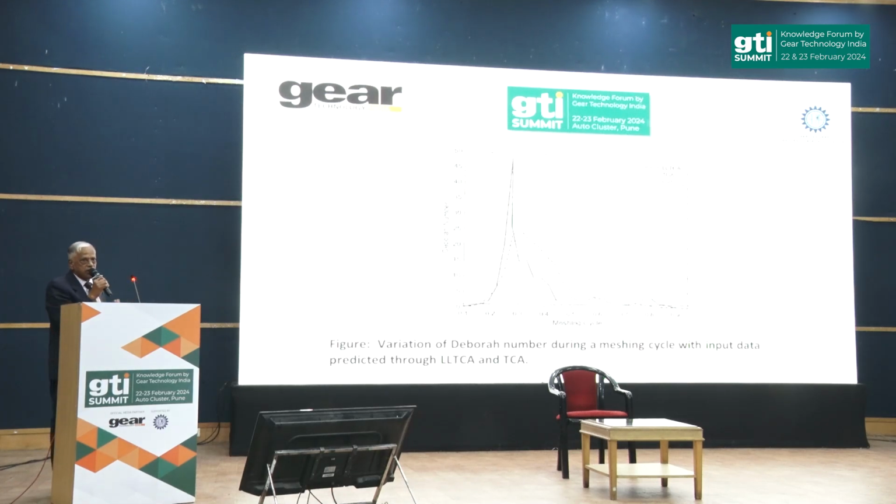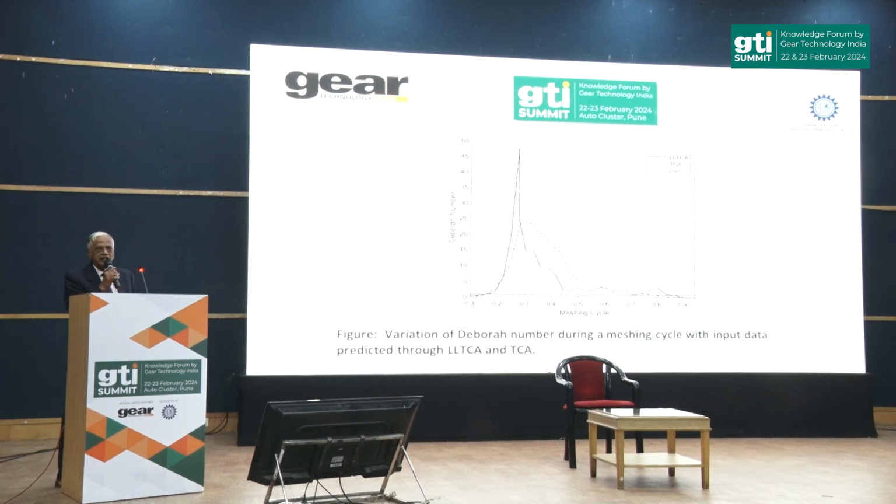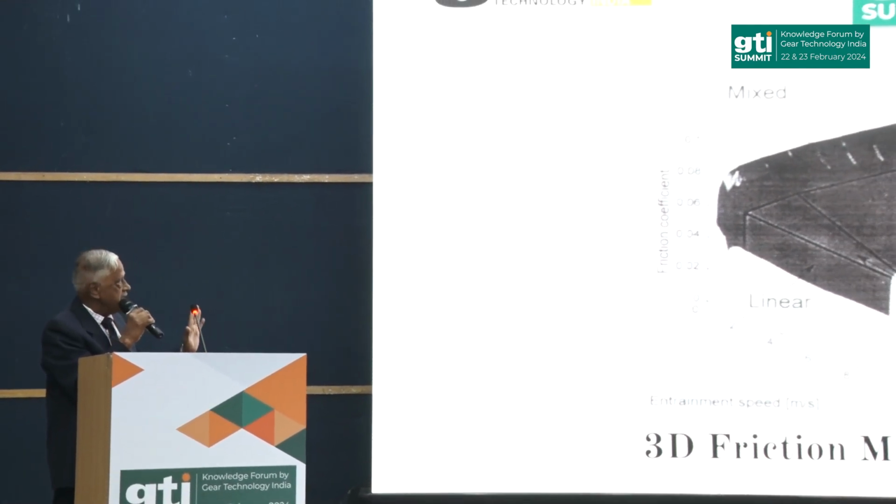Because of this Deborah number, it is interesting in tribology for the simple reason that along the tooth flank in the meshing cycle from 0 to 1, you can see how the Deborah number keeps changing with respect to the length of line of contact. The thick one is what is known as LLTCA, where TCA is tooth contact analysis and LLTCA is lubricated loaded tooth contact analysis. There is a difference between the two. This is the three-dimensional plot where slide-roll ratio versus entrainment speed with the friction coefficient shows how it changes in different zones.